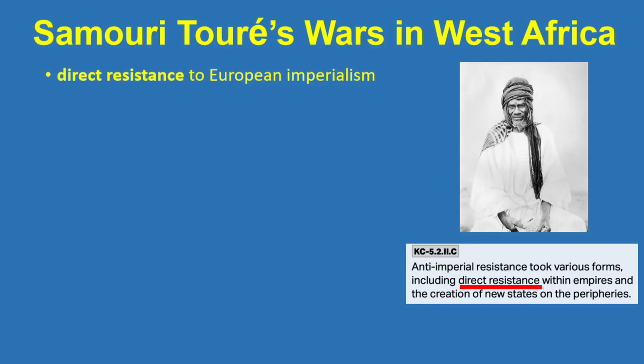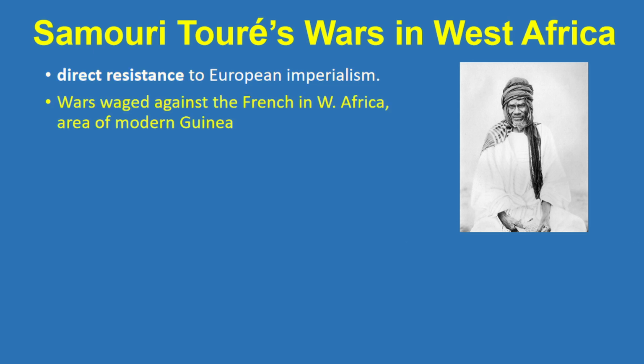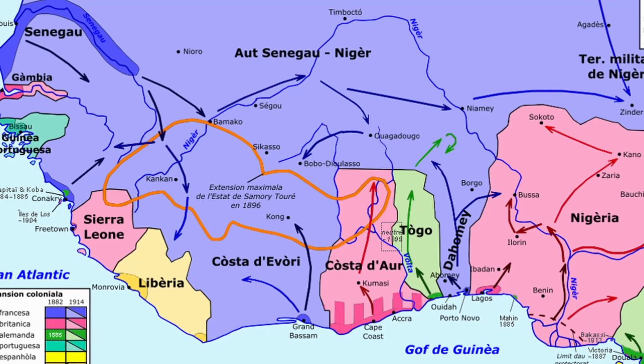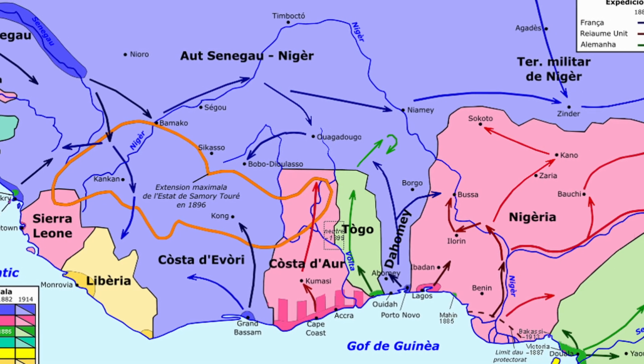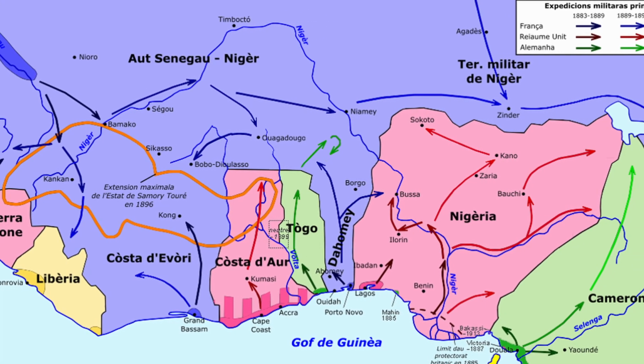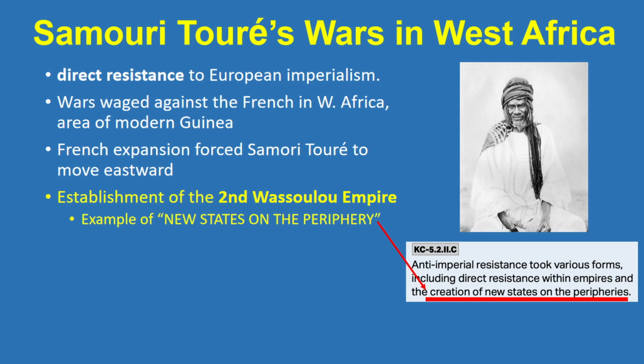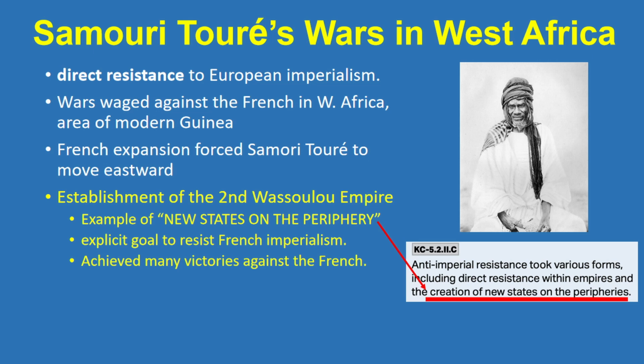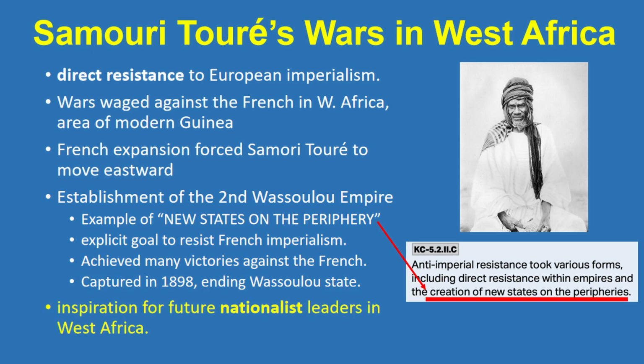A good example of direct resistance to European imperialism would be Samory Toure, who engaged directly in wars with the French in West Africa, in and around the modern nation of Guinea. As the French expanded deeper into the interior of West Africa, he was forced to move eastward, where he established the Second Wassoulou Empire, in this case explicitly with the goal of resisting French imperialism. He had many significant victories, but was eventually captured in 1898, ending the Wassoulou state. But his resistance was an inspiration to future nationalist leaders in West Africa. Just like Queen Jhansi inspired future nationalists in India.